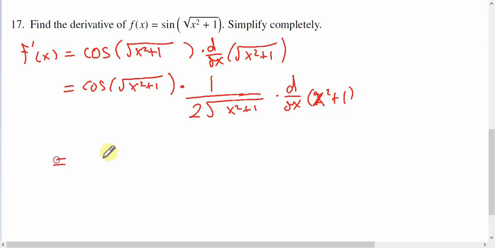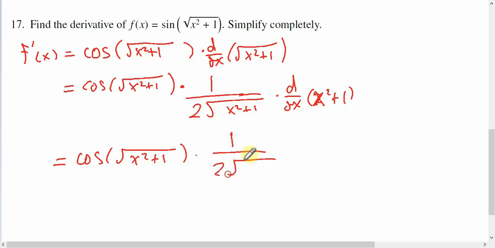So now I have cosine square root x squared plus 1. I still have this 1 over 2 square root x squared plus 1. And the derivative of x squared plus 1 is 2x plus 0, so I just get a 2x there. And it says simplify. There's really not a lot to simplify. You cancel out the 2.